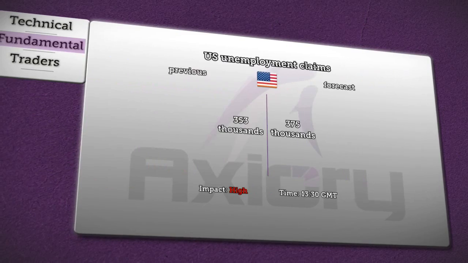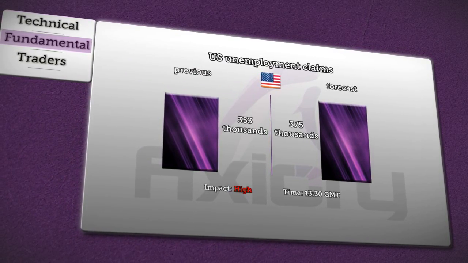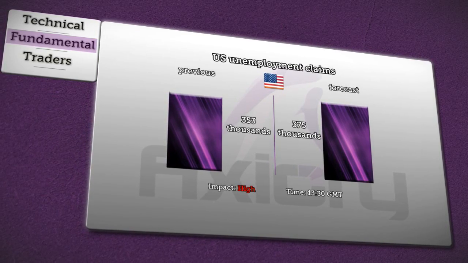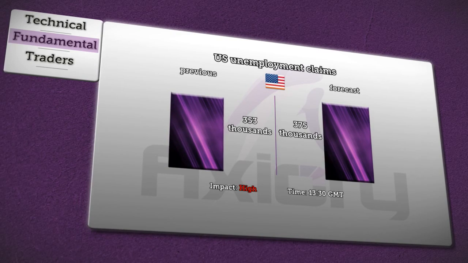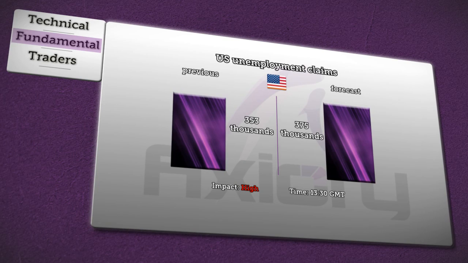And Thursday's last news, also with a high impact on the dollar, will close regular figures about US unemployment claims released at 1:30 p.m. GMT. Economists expect decline in jobless claims and increase from previous 353,000 to 375,000 people.